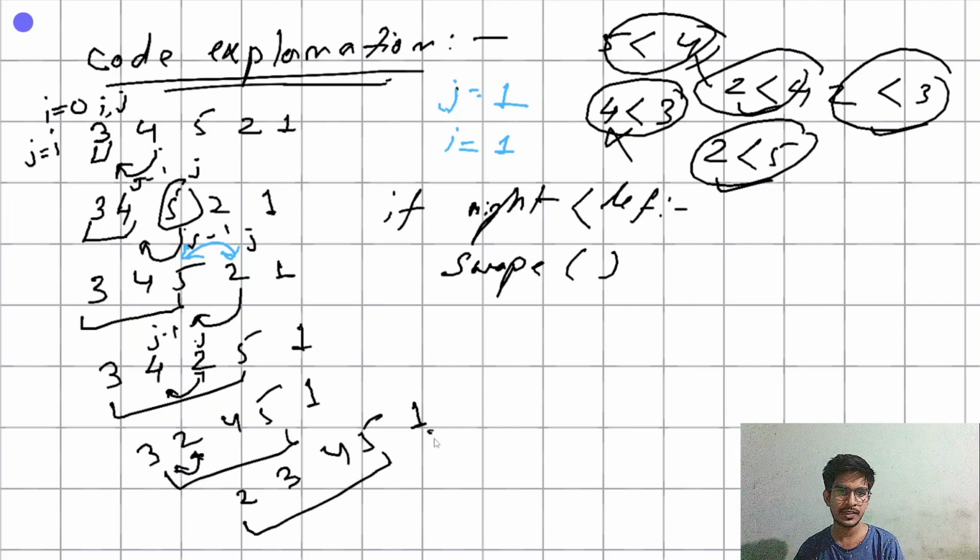And now 1 will be inserted. It will go through the same steps and compare with every element, and it will be swapped with every element here until it goes to the first position. So it will be 1, 2, 3, 4, and 5. That's how it is sorted.